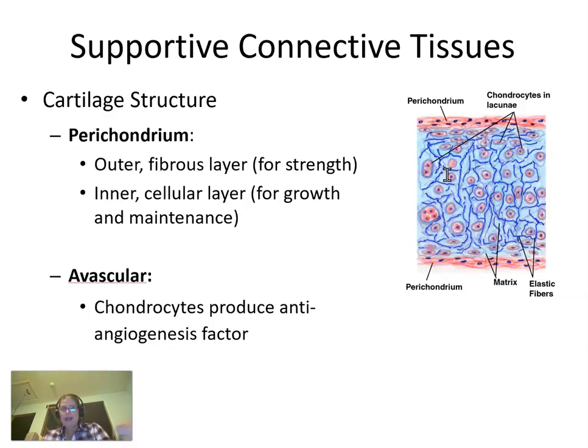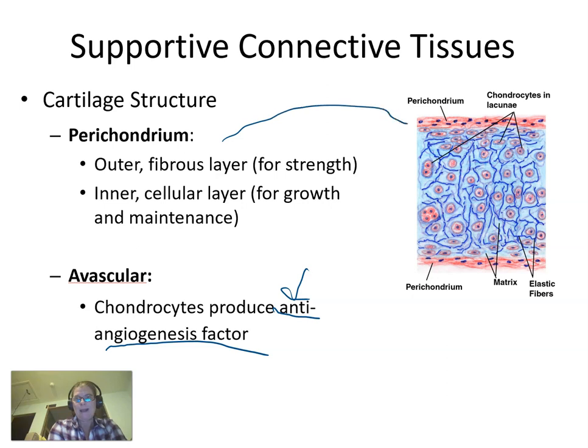Now, when we look at cartilage, because cartilage is avascular, and for whatever reason, the chondrocytes make this thing called anti-angiogenesis factor. So angiogenesis means to make blood vessels, but they make something that doesn't let blood vessels grow. That's why it's avascular. So they are dependent on that perichondrium. And we just mentioned it back in dense irregular connective tissue. So the perichondrium surrounds the cartilage, has an outer fibrous area and an inner cellular layer.